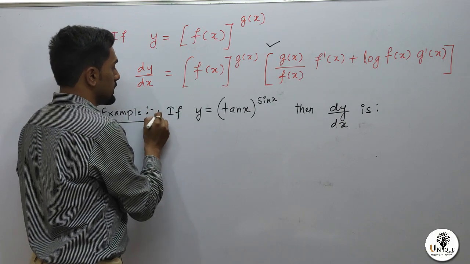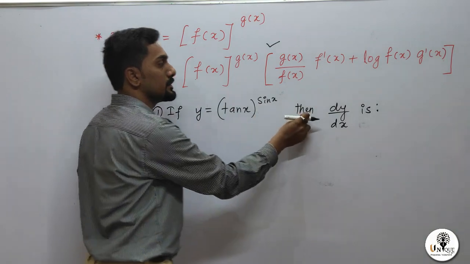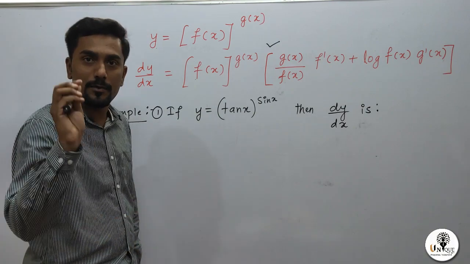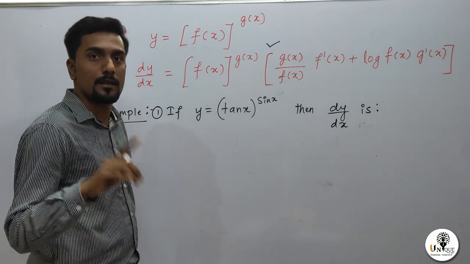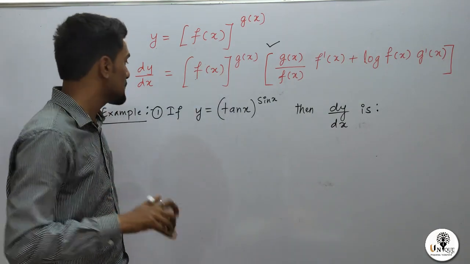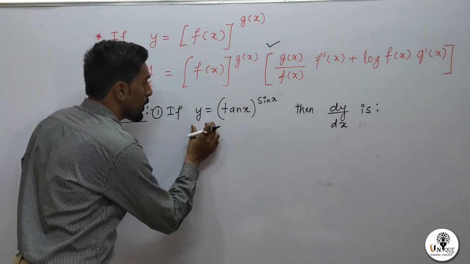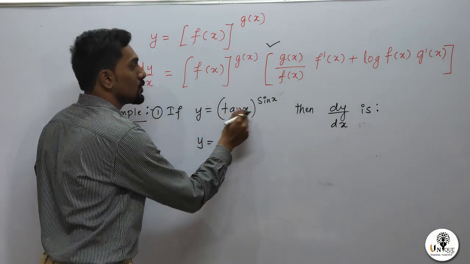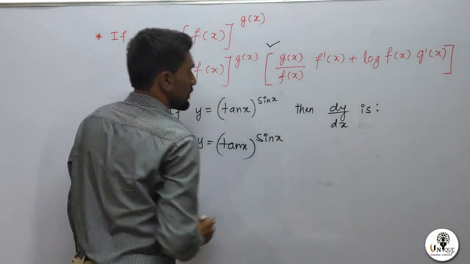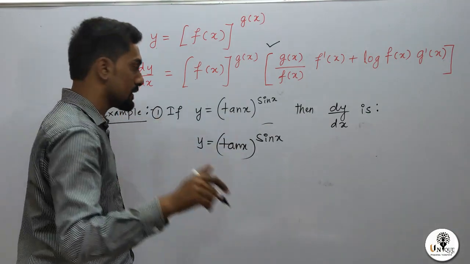So let me take one example to explain this concept in a better manner. The problem is, if y equal to tan x to the power sin x, then dy by dx is. If you apply the traditional method, it will take 5 minutes to solve this problem. You can use this short trick to arrive at the answer in a few seconds. So the problem is y equal to tan x to the power sin x, where sin x is g of x and tan x is f of x.